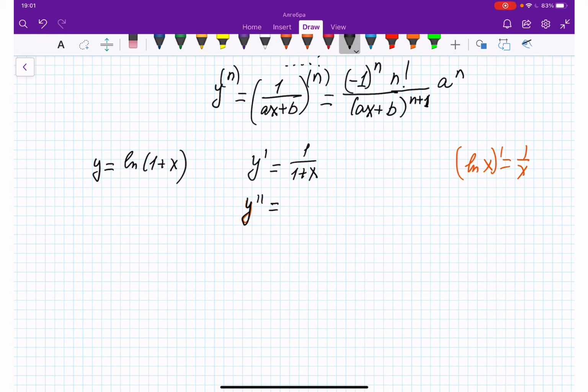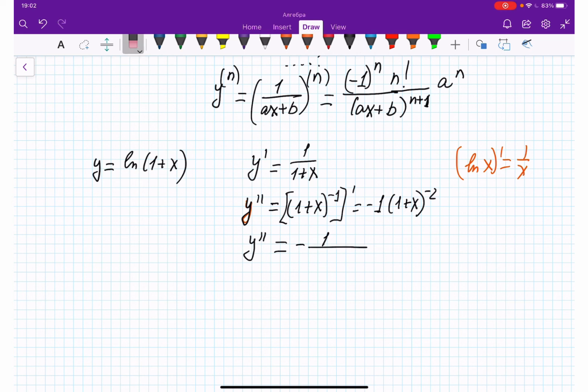Okay, next, the second derivative is equal to 1 plus x to the power negative 1, prime, right? That's going to be negative 1 times 1 plus x to the power negative 2, which is going to be equal to negative 1. Let me put this negative here, over 1 plus x squared.